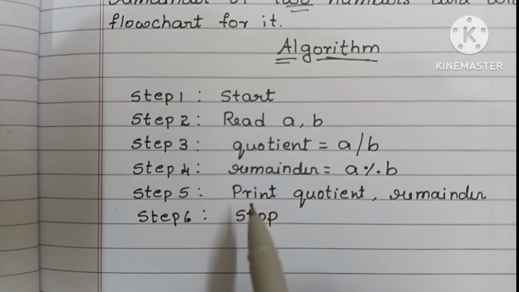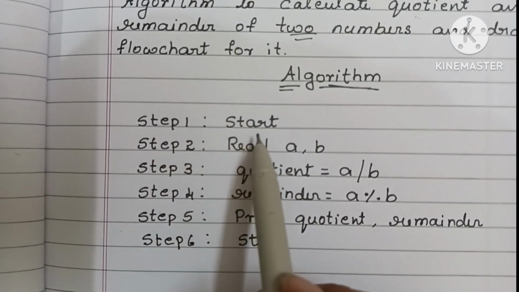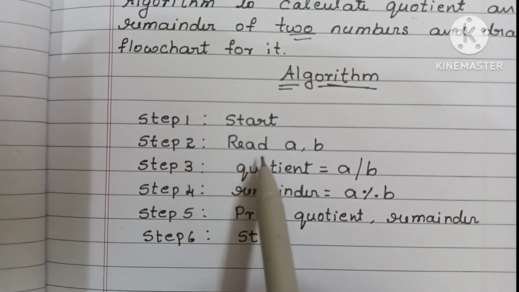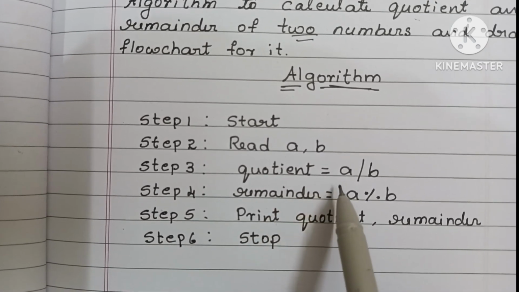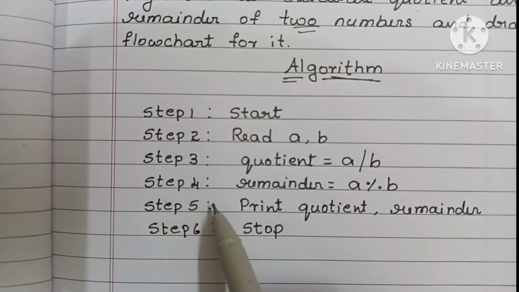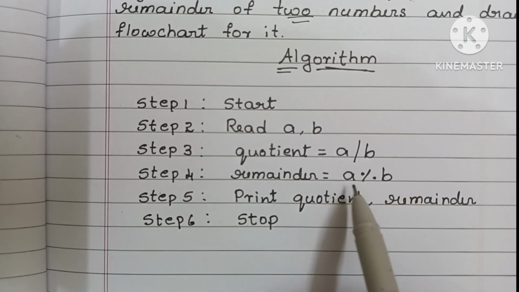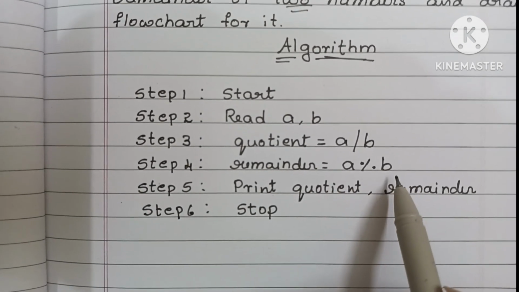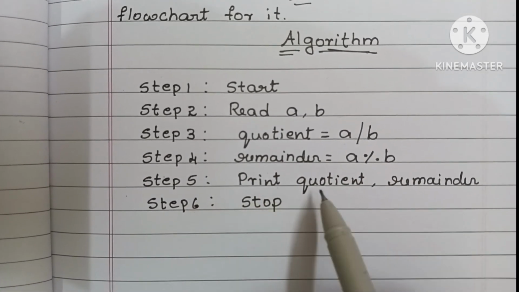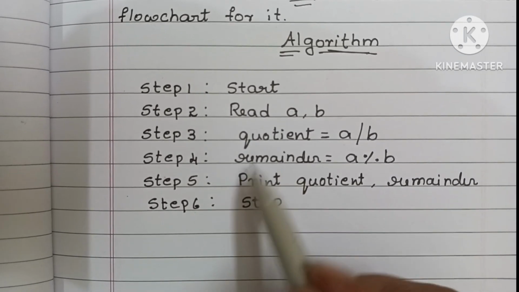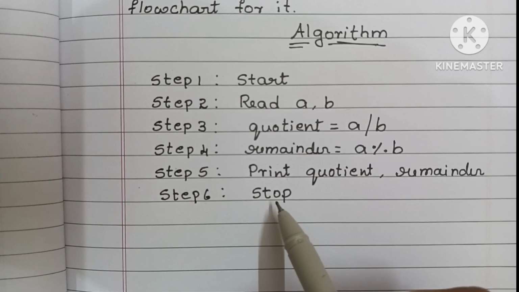So guys, this is the algorithm to calculate the quotient and remainder of two numbers. Step 1, start with the start statement. Step 2, read A and B values. In step 3, calculate the quotient, that is, quotient is equal to A divided by B. In step 4, calculate the remainder, that is equal to A modulo B. A modulo division by B returns the remainder, so we have to write this formula. Step 5, print quotient and remainder. In step 6, stop the algorithm using a stop statement.